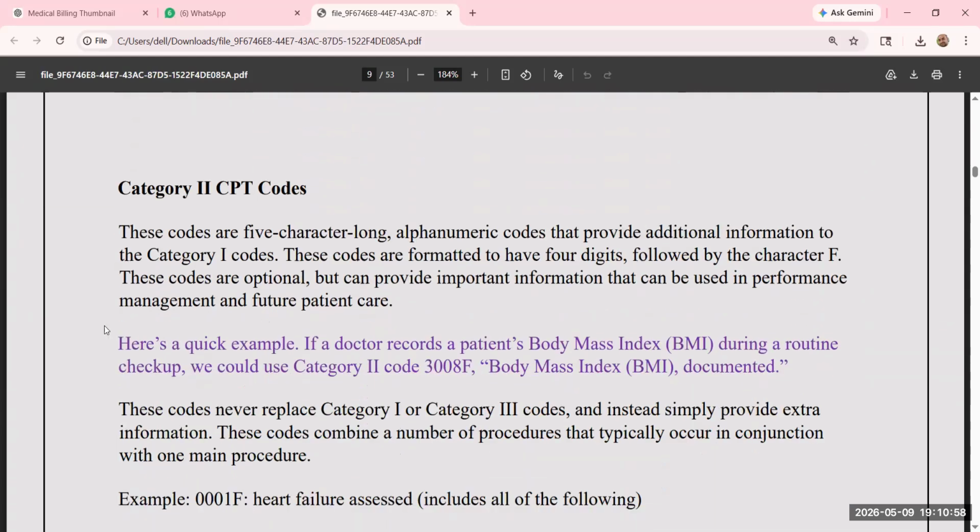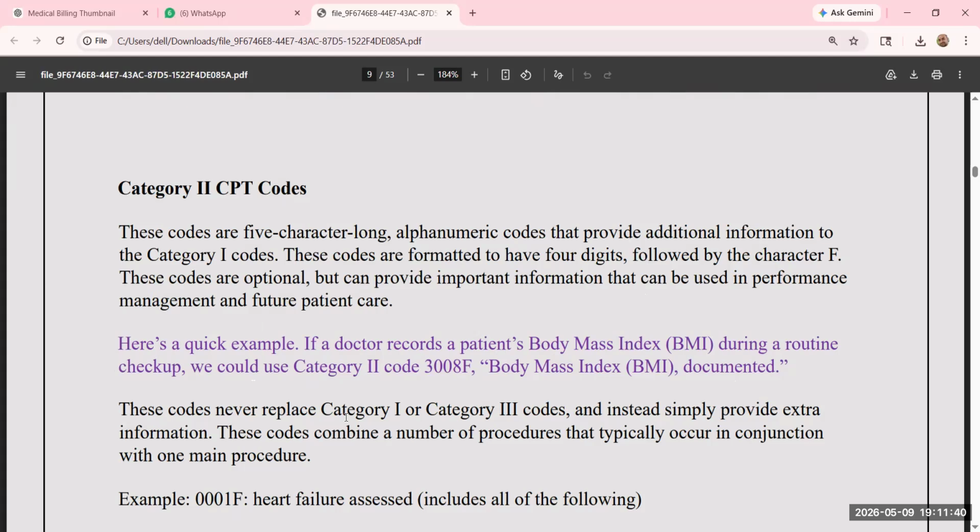Category 2. These codes are 5 characters, along with alphabetic codes, that provide additional information to the category 1 codes. These codes have the format of 4 digits followed by the character F. These codes are optional but can provide important information that can be used to perform management and future patient care. Here is a quick example: if the doctor records the patient's body mass index, BMI, during a routine checkup, we could use the category 2 code 3008F. Body mass index documented, it is a kind of measurement code, a MIPS code. We also call it a HEDIS code.